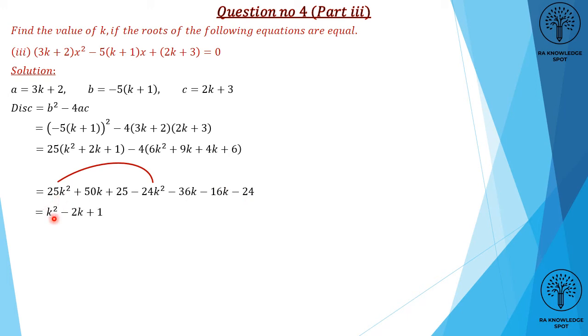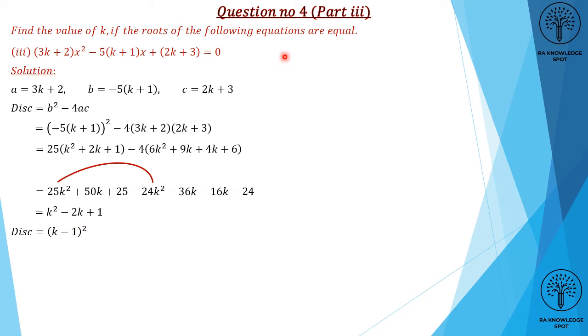We'll get k square, because 25 minus 24 will give k. Then keep your calculator with you while you are solving the question. You just write 50 minus 36 and minus 16, you will get minus 2k. Then 25 and 24 will give you 1. Now we can write this in closed form, k minus 1 whole square, because when you open this it will give you k square minus 2k plus 1. This is the a minus b whole square formula, closing form.